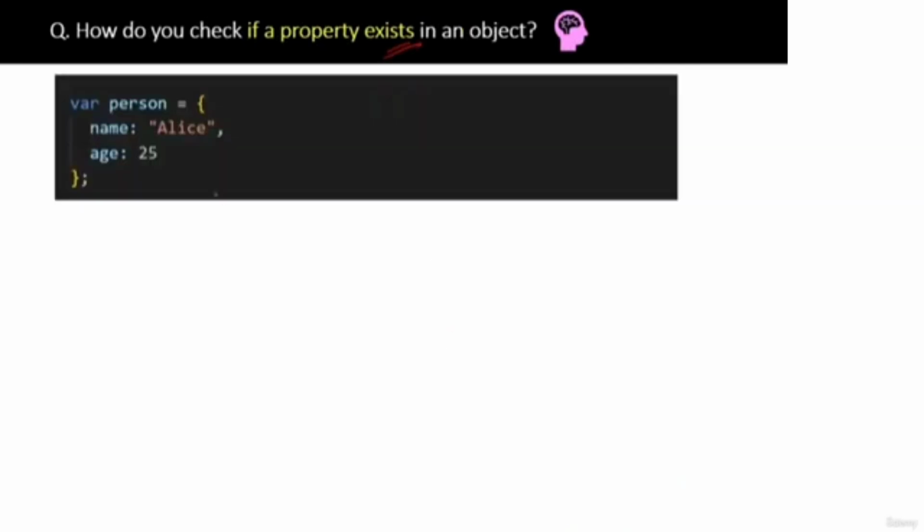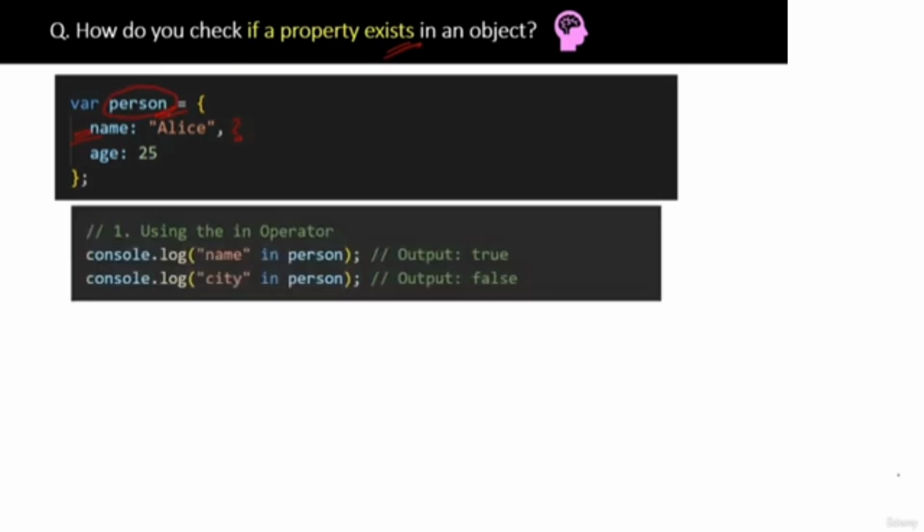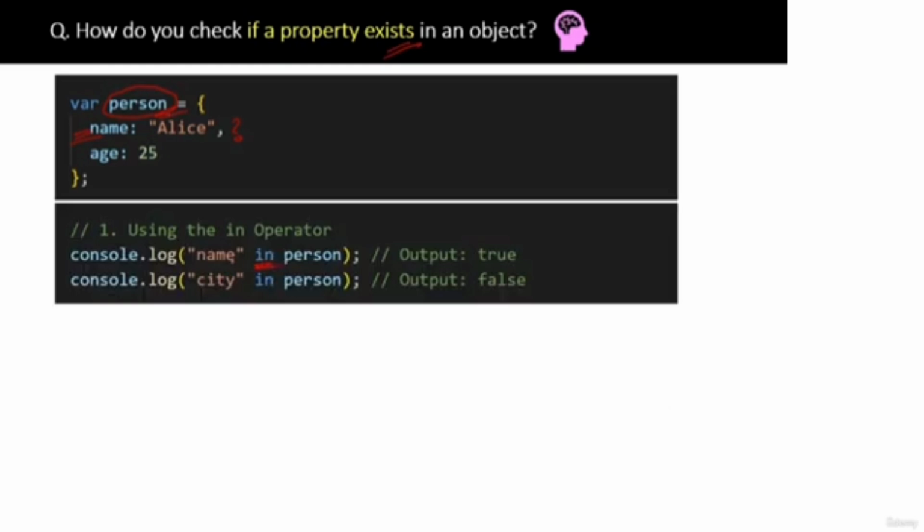How do you check if a property exists in an object or not? Suppose we have an object like this. Now in the JavaScript code, we want to check whether the name property exists or not in the person object. For that, the first technique is to use the in operator like this, name in person. So if the name actually exists in the person object, then the output will be true. If it is not there, then it will be false. Here name property exists in person, so it's true.